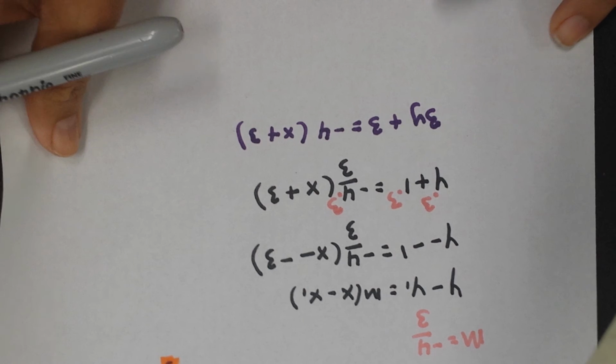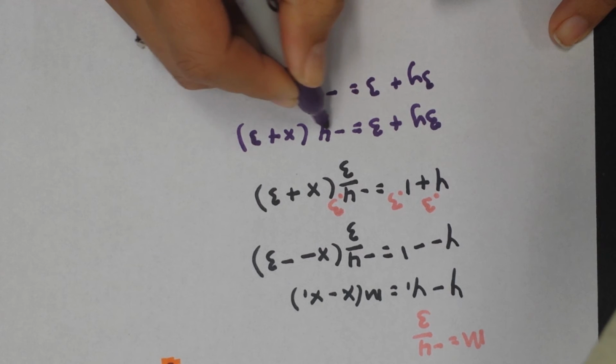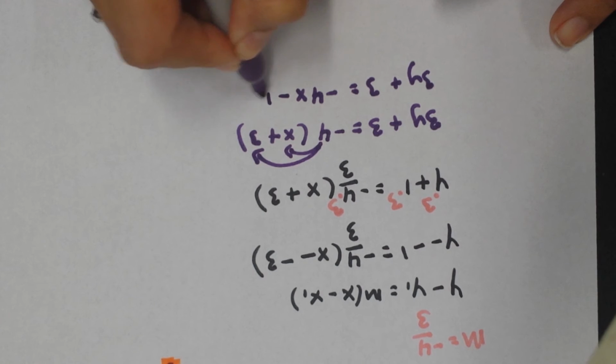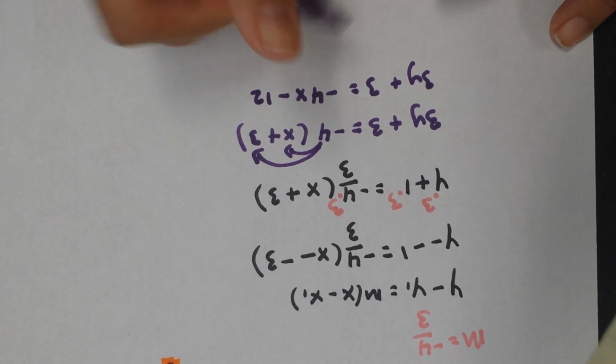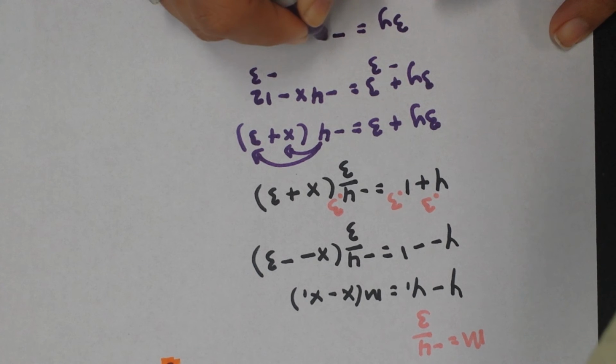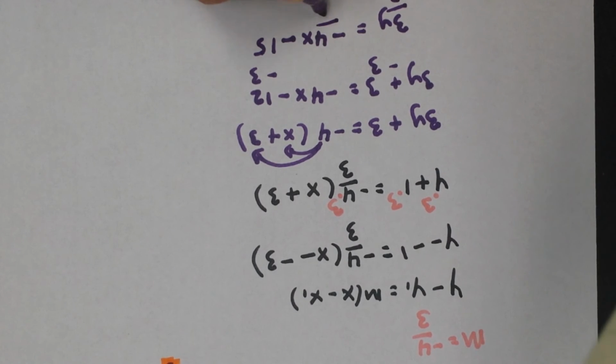All right, go ahead and open the house. So 3y plus 3 equals negative 4x. Oh, and don't be rude, right? You're going to say hi to everybody. Negative 4x and negative 12. All right, go ahead and solve it. You're going to get, subtract 3 from both sides. 3y equals negative 4x minus 15, divided by 3. y equals negative 4 over 3x. 15 divided by 3 is negative 5.